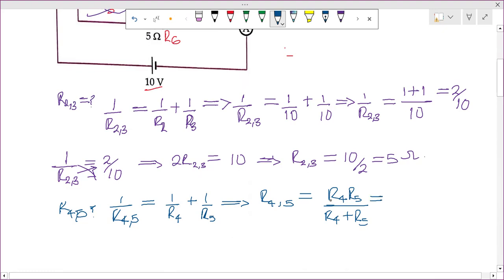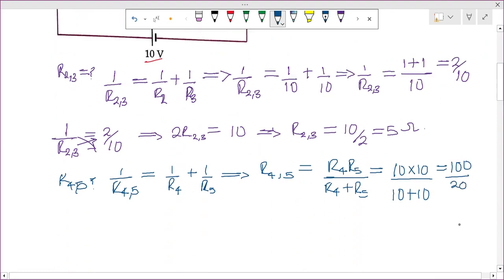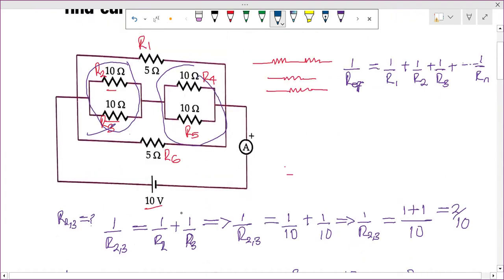So in that case, since they are both 10, remember they have the same value, I'm going to have 10 multiplied by 10 all over 10 plus 10. That will give us 100 all over 20. So 100 over 20 is what? Sorry, let me clean this. So 100 over 20 is 5 ohms. So R4,5 is equal to 5 ohms as well. So I have gotten this.